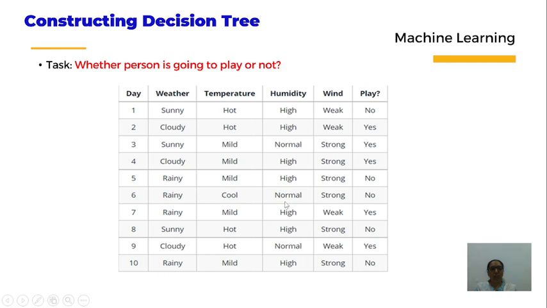So to understand the construction of the decision tree, here we have taken one data set, which is the weather data set. This data set contains some features: weather, temperature, humidity, and wind are the independent features, and play is the dependent feature having yes and no values. So this is a classification kind of problem, and we want to predict whether a person is going to play or not. We will see how to construct a decision tree based on this data set.